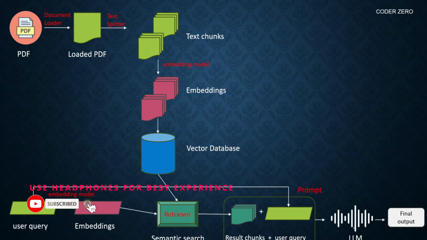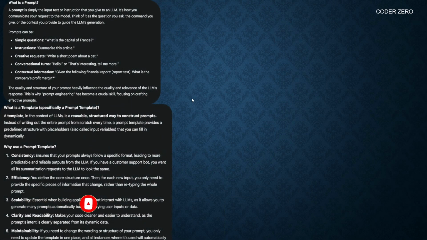So we have prompt here in our pipeline. Now prompt is the input to our LLM. It's how we are communicating with our LLM. It can be a simple question, it can be an instruction, it can be a request. Now prompt template is a reusable structured way to construct prompt.